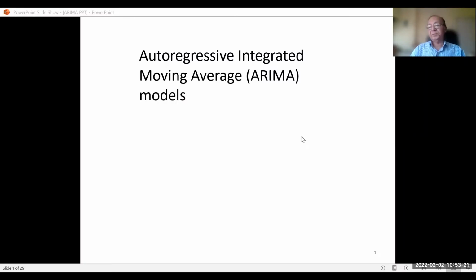What is ARIMA? ARIMA is AutoRegressive Integrated Moving Average models. Simply, ARMA is AutoRegressive Moving Average. It is not integrated. ARMA, A-R-M-A, is AutoRegressive Moving Average. If it is ARIMA, it is AutoRegressive Integrated Moving Average. Now, in moving average, we do not use the actual moving average, but rather we use errors. You have to keep this in mind.